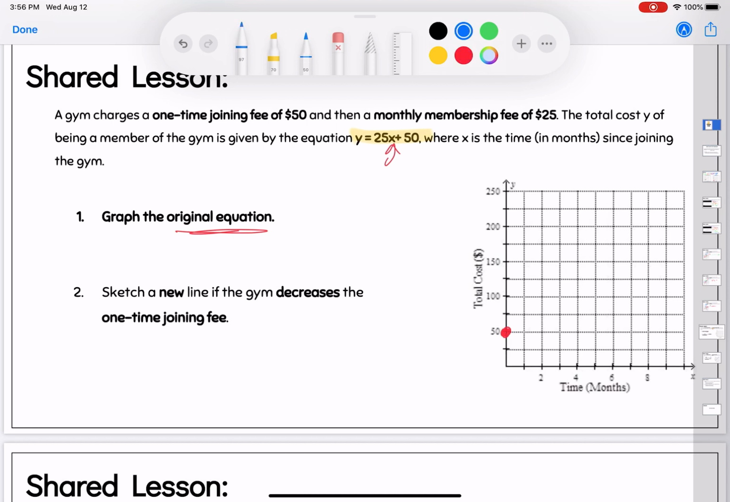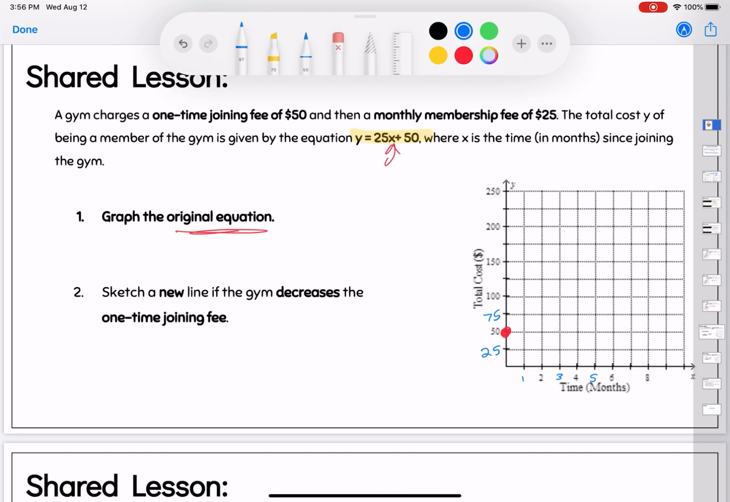And then I rise $25 a month. Now take a look at our scale here. So every line here is 1 unit. So 1, 2, 3, 4, 5, 6. Okay, so even though they're only labeled every other, they're 1 unit on the x-axis. On the y-axis, let's see, 2 is 50, 4 is 100, so that looks like I'm going by 25s, right?